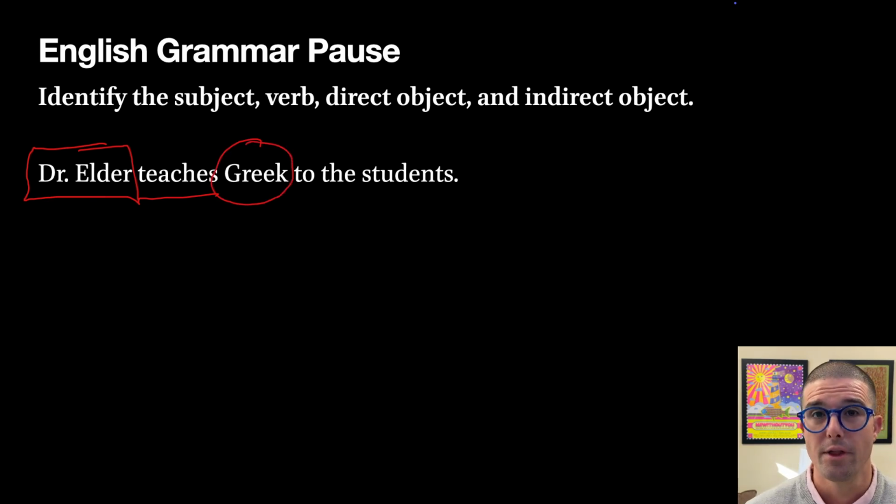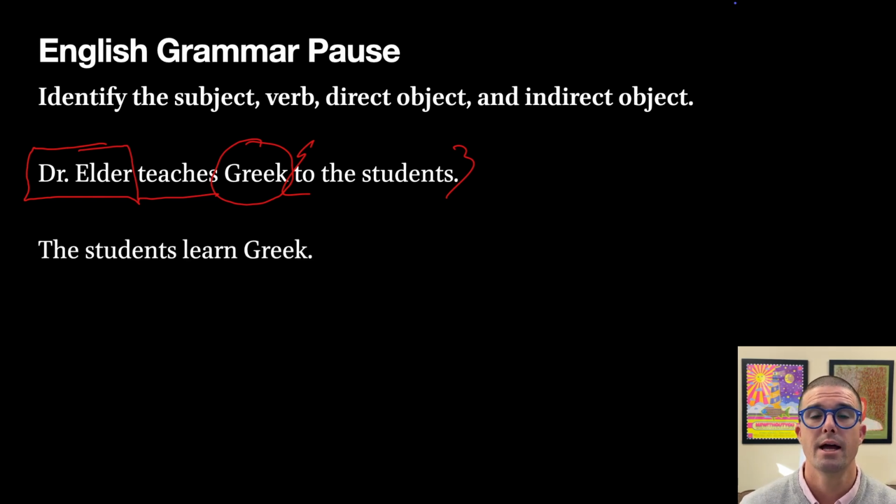So I'm going to circle that in my marking system. The direct object is circled. And then to the students, the indirect object, I do squiggly little brackets for the indirect object and also for prepositional phrases in Greek. So Dr. Elder, subject, teaches, verb, Greek, direct object, students, indirect object. Let's go ahead and try another one. The students learn Greek. Go ahead and pause here and identify the different grammatical parts of the sentence.